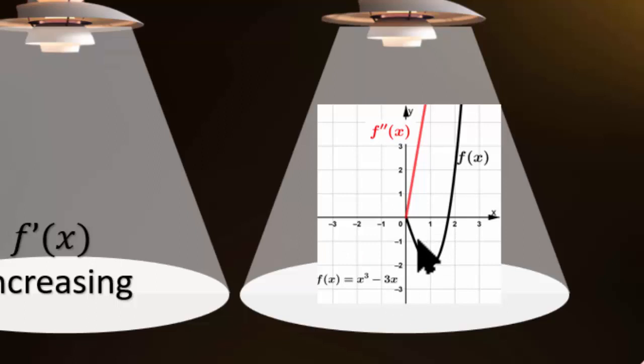As you can see here, this is the graph of the function, and this one is the graph of the second derivative, which is over the x-axis, and the graph of the first derivative is increasing.